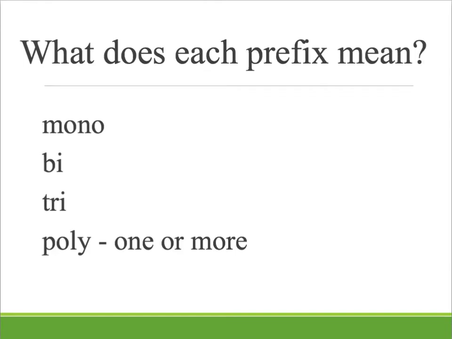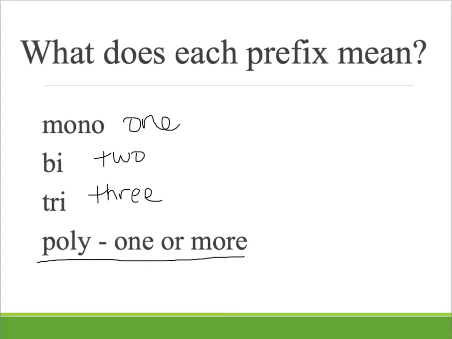If we look at the beginning, what does each prefix mean? Well, the word mono means one. The word bi means two. Tri, three. And then poly means one or more. So all of these are polynomials because they are one or more. So these are the three types.